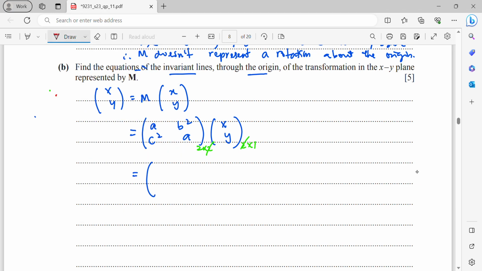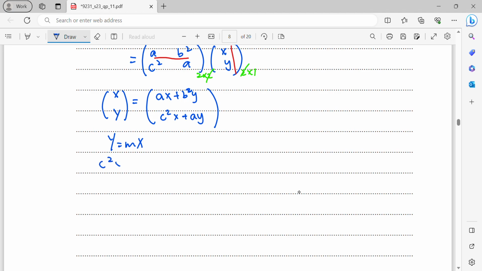So how to get it? Row times column. That means I will be getting ax plus b squared y. That's the first row, first column. And then my second row, first column is going to be c squared x plus ay. Okay, since it is an invariant line through the origin, which means y equals mx, right? This is going to be my x and y. So now I will equate them. That means c squared x plus ay, which is my y component, and then it will be m of ax plus b squared y.